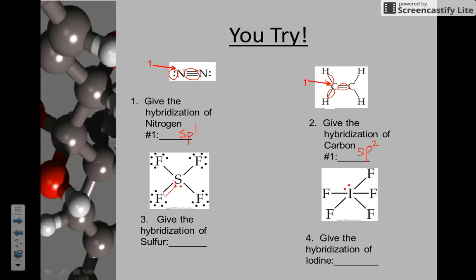Sulfur has 1, 2, 3, 4, 5 sides with something on it. This has 5 electron domains. So s, p1, p2, p3, and here's your d. So we're going to call it a dsp3. We have 5 electron domains being utilized for bonding. And then finally, with the last example, iodine has 1, 2, 3, 4, 5, 6 electron domains. So s, p1, p2, p3, d1, d2. When you write it, you put your d's in the front, so it's d2sp3.